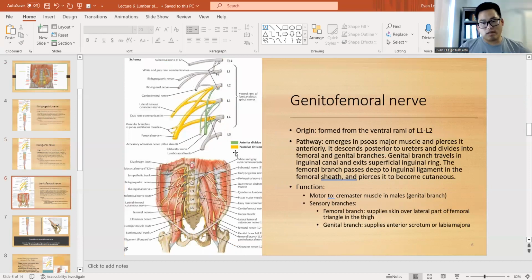So there is one motor thing that the genitofemoral nerve will actually be responsible for, though, which is the cremaster muscle. Now that's kind of an odd muscle. It is only found in men because it is in the scrotum. The cremaster muscle is responsible for thermoregulation, or basically, well, elevating and depressing the testes.